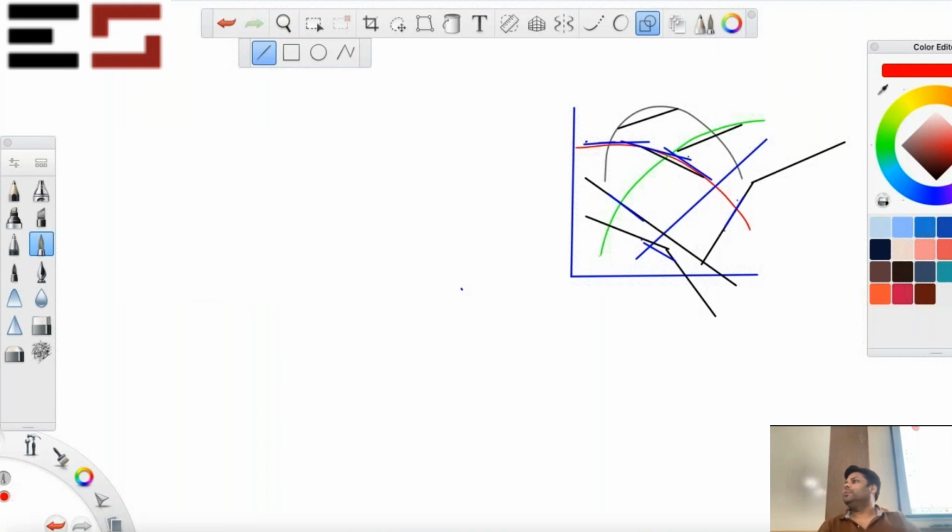Are all strictly increasing functions concave? Are all strictly increasing functions concave? Okay. What do you think?